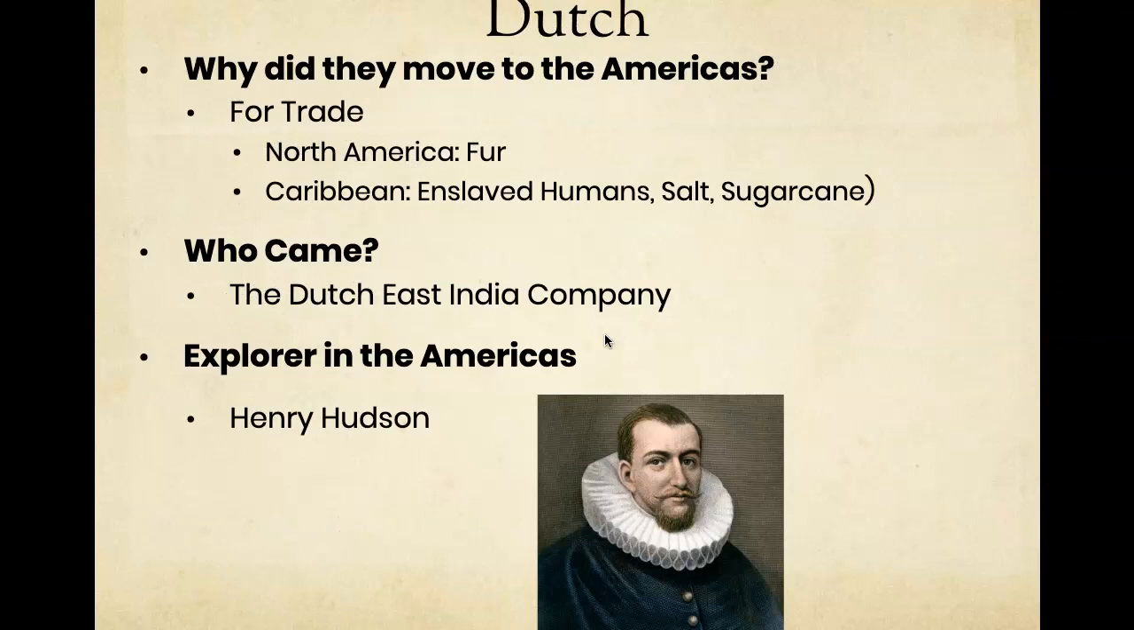Next, the Dutch came to the Americas for the fur trade. They were very interested in North America for the fur, just like the French. And in the Caribbean, they enslaved humans for salt and sugarcane. The people sent by the Dutch were the Dutch East India Company, so it was a business, and their main explorer was Henry Hudson.